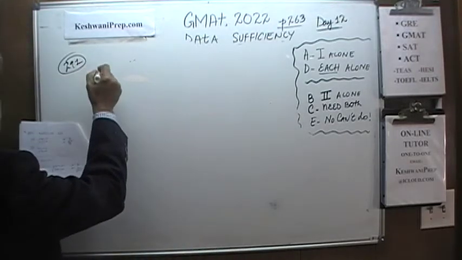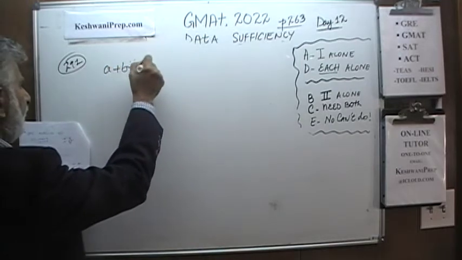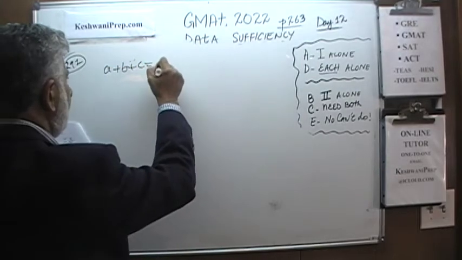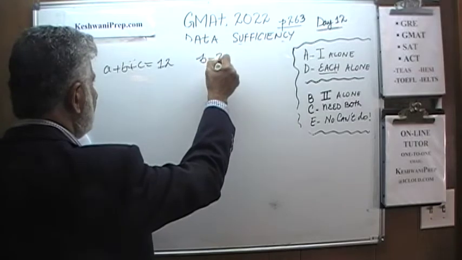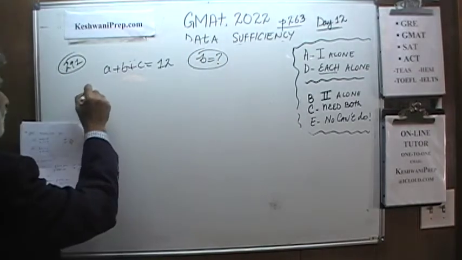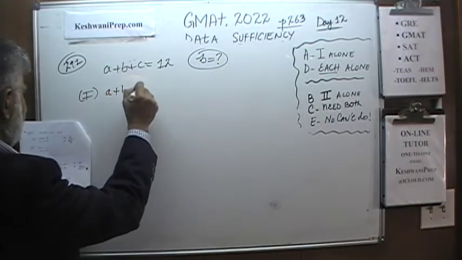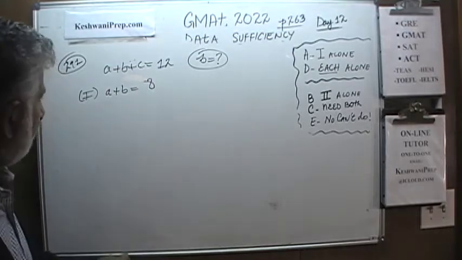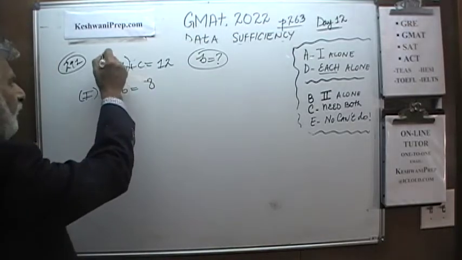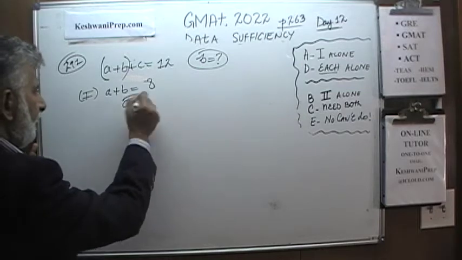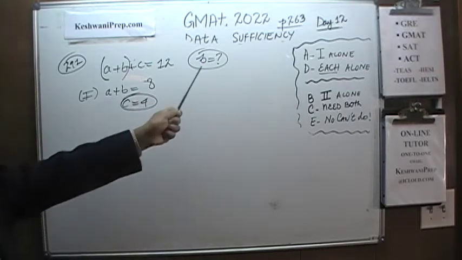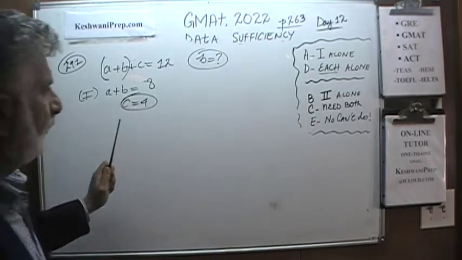291 is very straightforward. We are told that A plus B plus C is equal to 12, and the question is, how much is B? The first statement tells us that A plus B is equal to 8. If A plus B is equal to 8, C must be 4. But knowing that C is equal to 4 does not enable us to figure out what B is.